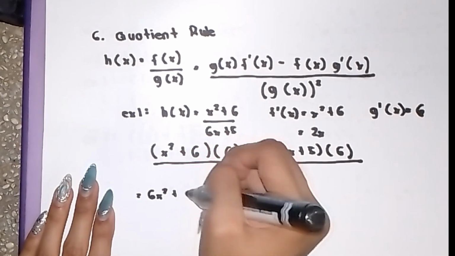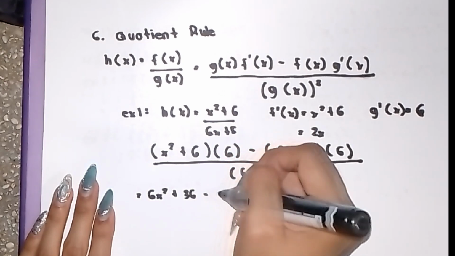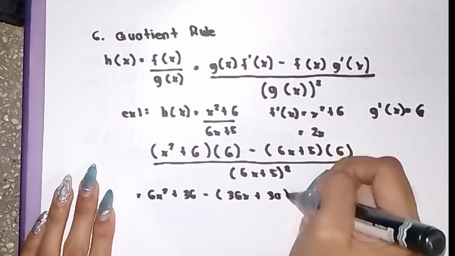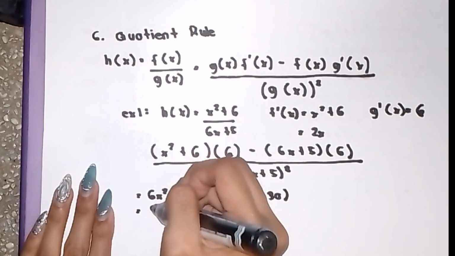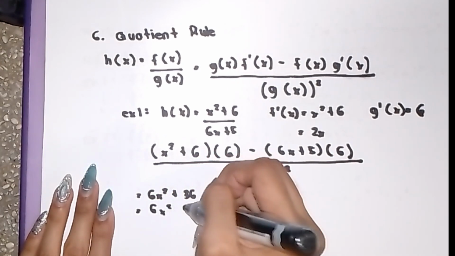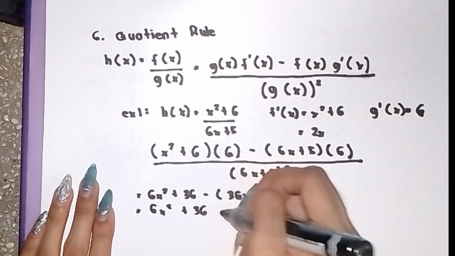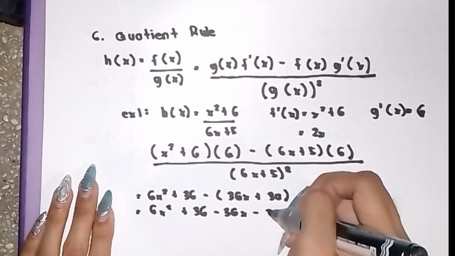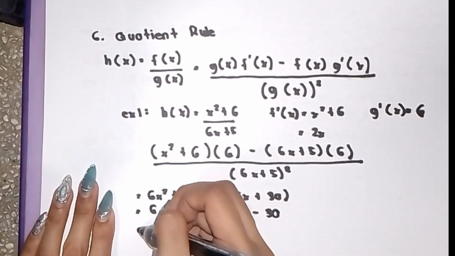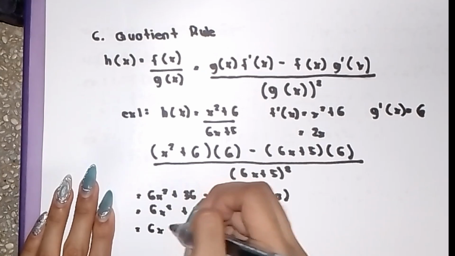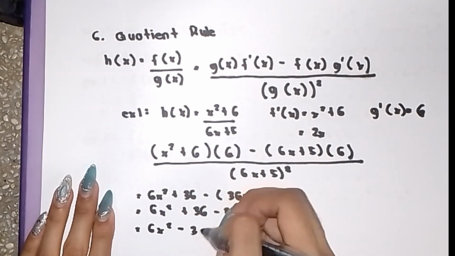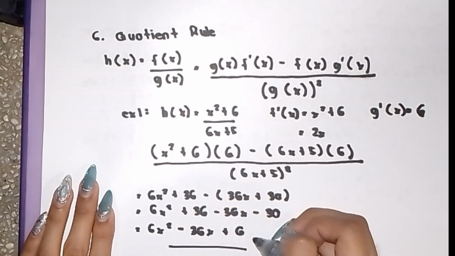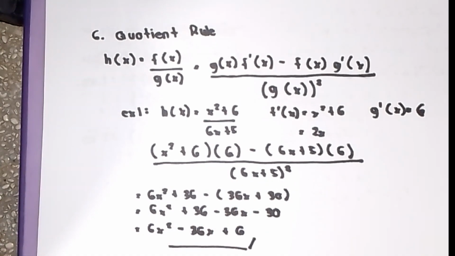Next, we will be multiplying x squared times 6, plus 6 times 6 will be 36, minus 6 times 6x, 36x, plus 5 times 6 will be 30. Let's copy 6x squared plus 36 minus 36x plus 30. Lastly, 6x squared minus 36x plus 6.